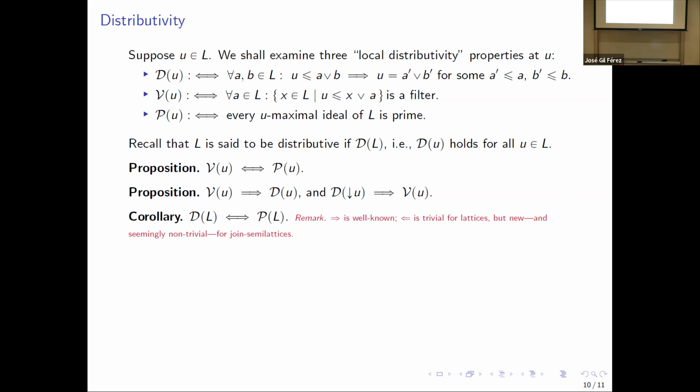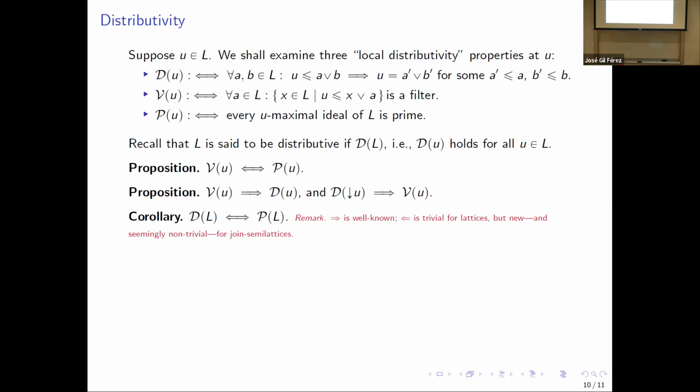And then it can be proved, and it took some work to go in the difficult direction, that V of U is equivalent to P of U. And it can also be proved that V of U implies D of U, and that D for U and everything less than U implies V of U. So that means that distributivity for the entire lattice is equivalent to the primeness condition.